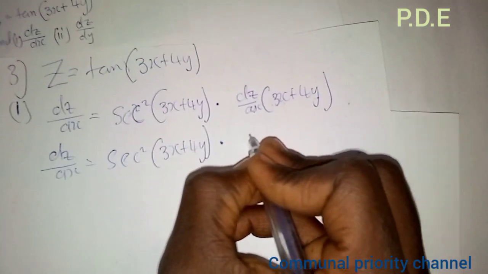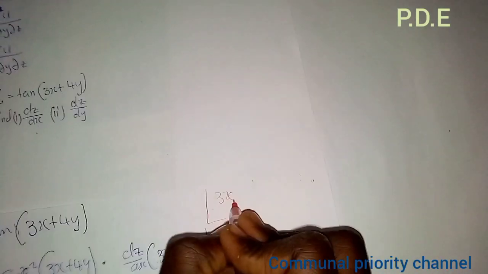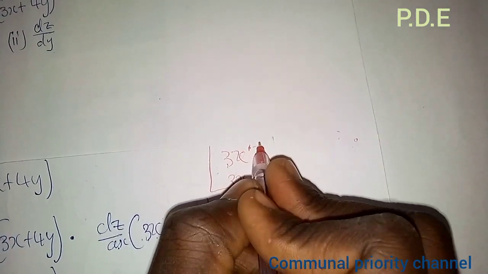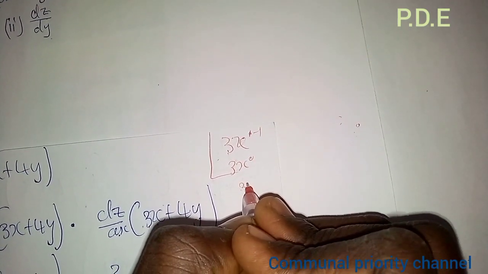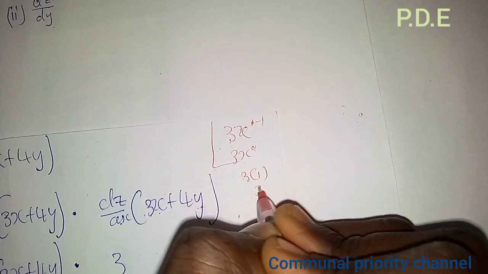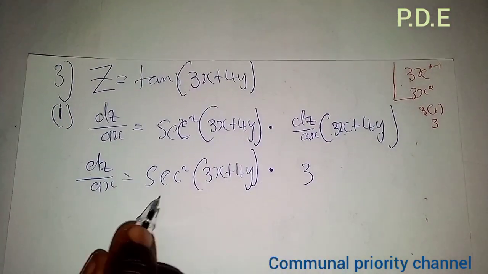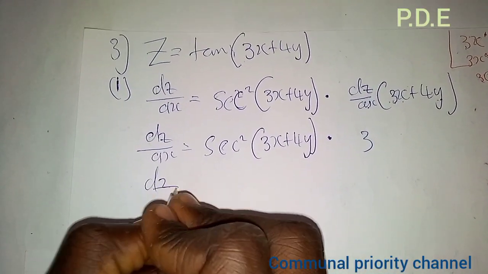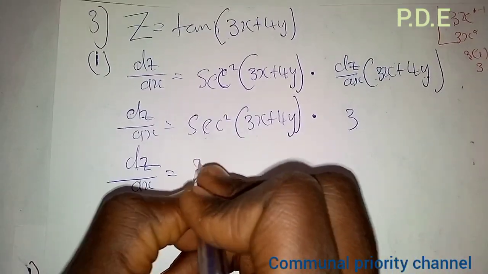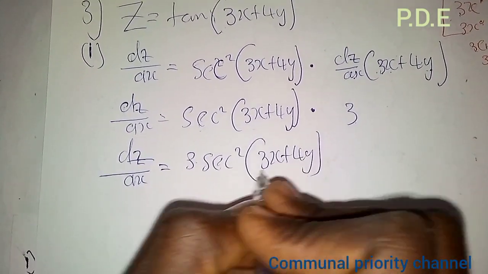So this is going to be 3. Let's prove it in case. We said 3x. We have the power 1 here, right? 1 multiplied by 3 is 3x to the power of 1 minus 1, which is 0. This will be 3x to the power of 0, multiplied by 1, because 1 minus 1 is 0. Then anything multiplied by 1 is equal to that number, which is 3. So this 3 is going to multiply our equation. Now our dz over dx is 3 multiplied by this value, which is 3 sec square (3x + 4y).